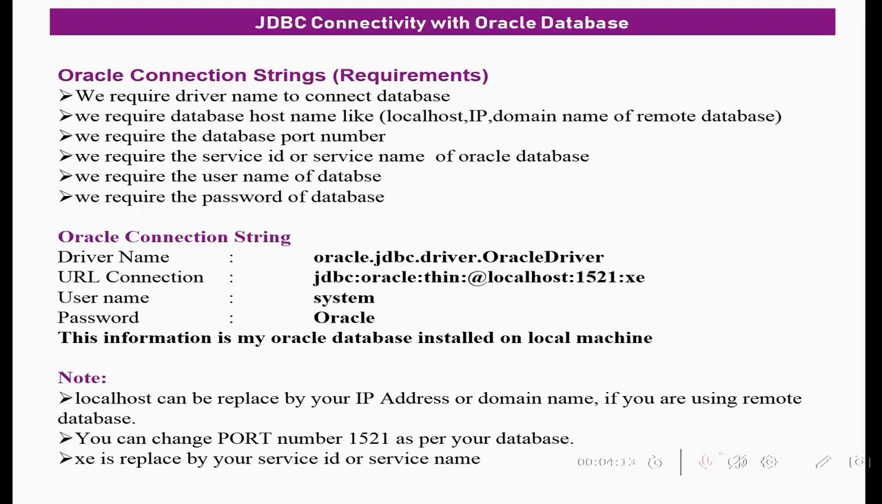Now username: system, password: oracle. This is the credential of my local database. This information is for my Oracle database installed on a local machine. Now note, localhost can be replaced by your IP address or domain name if you are using a remote database. You can change port number 1521 as per your database if it is different. XE is replaced by your service ID or your service name. That's it. Let's move to the next screen.